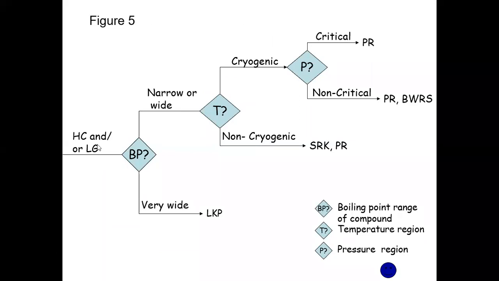And if it is hydrocarbon and/or light gases, then if we know the boiling point range of the compound, if it is narrow, then we'll go with this case. If it is very wide, then we'll go with the Lee-Kesler curve. P stands for the pressure region, T stands for the temperature region, and all of these factors will help you decide about these things.